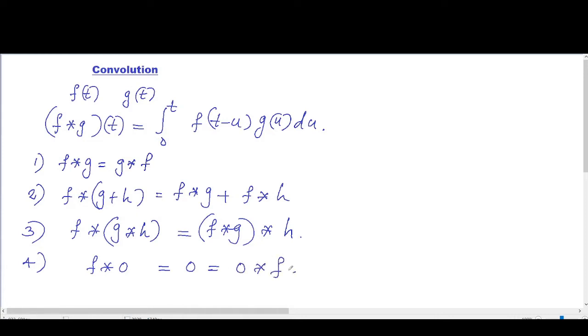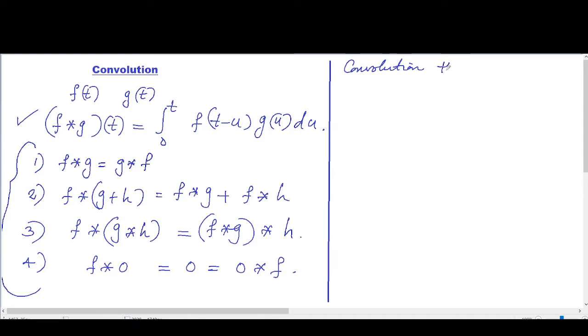Now, these are actually theorems. You can verify all these theorems using the definition of convolution. Now, let us move to the convolution theorem. That is important for you.